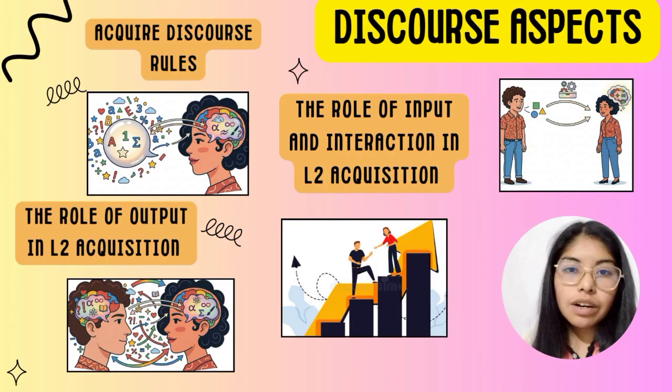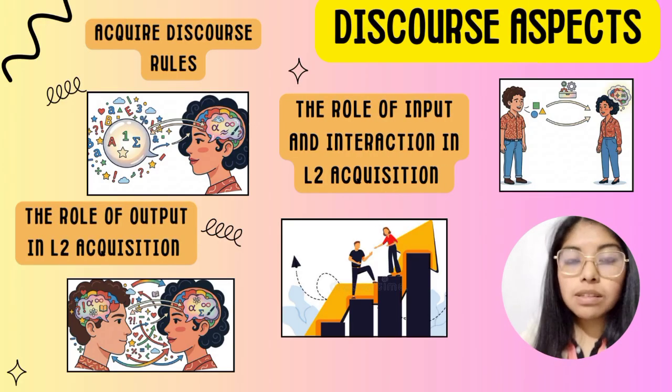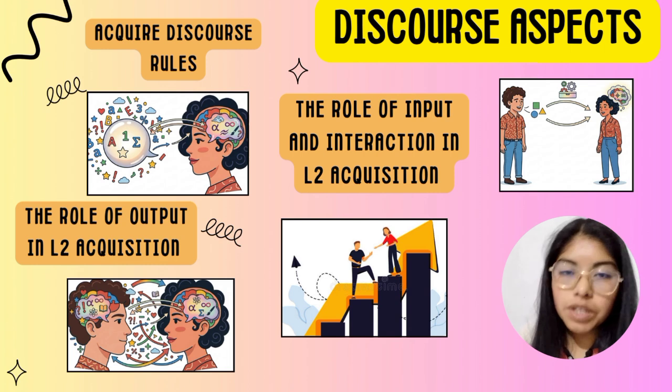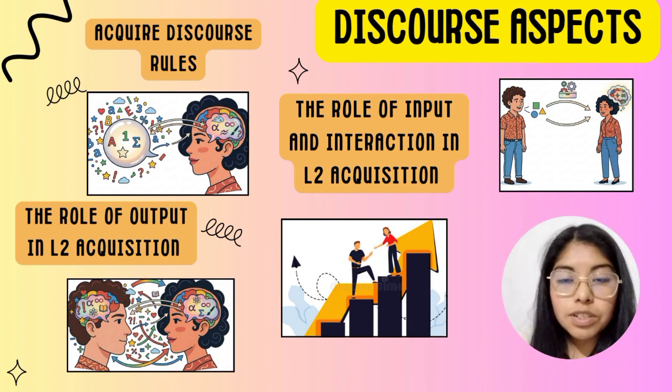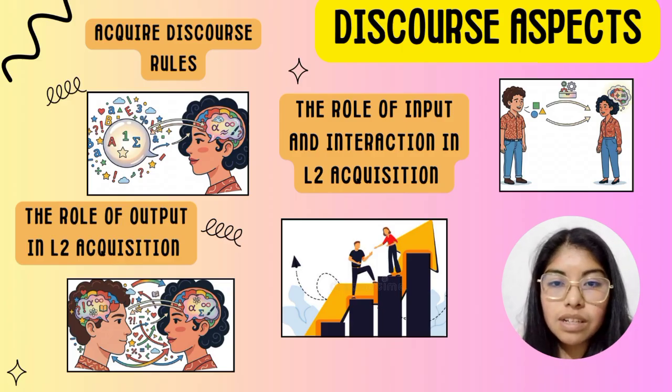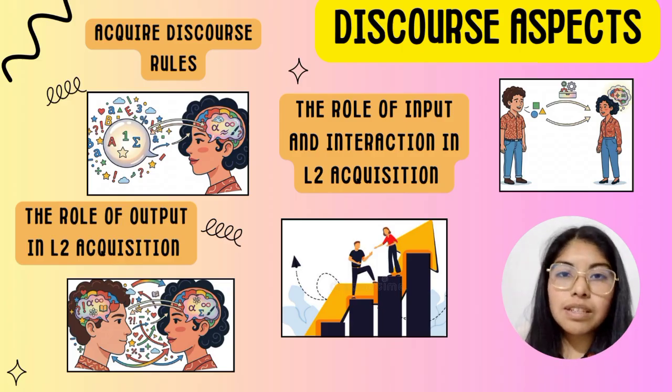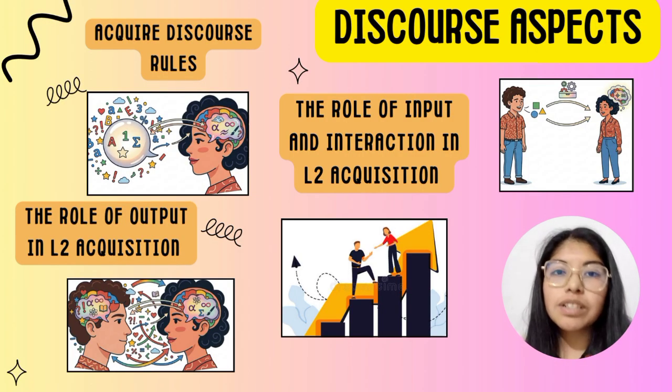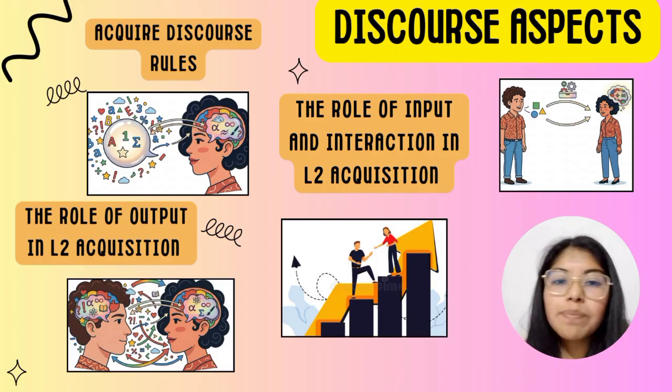In interlanguage, there are also four types of aspects, but I will just explain three of them. The first is discourse aspects, which is subdivided into another three. The first is acquired discourse rules. In this part, it's not enough that the learners know rules of grammar or vocabulary. It's necessary that the learners know discourse rules, like how to interrupt someone politely, how to respond to a compliment, etc.